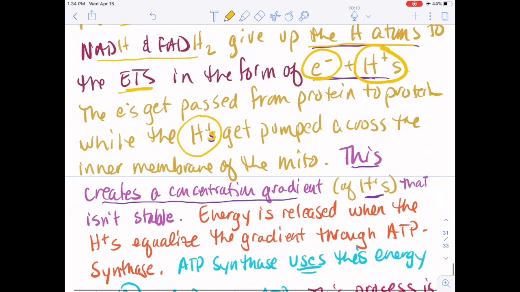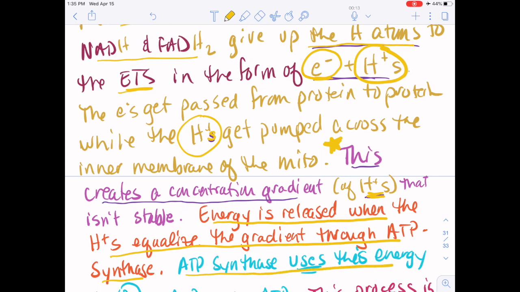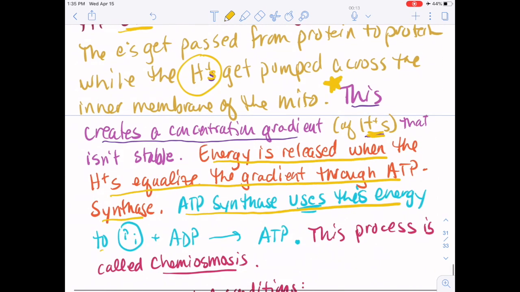This is such an important sentence here. This creates a concentration gradient of protons that isn't stable. This is another important sentence here. Energy is released when the protons equalize the gradient through ATP synthase, and ATP synthase uses this energy to put the phosphate group back onto ADP to create ATP.